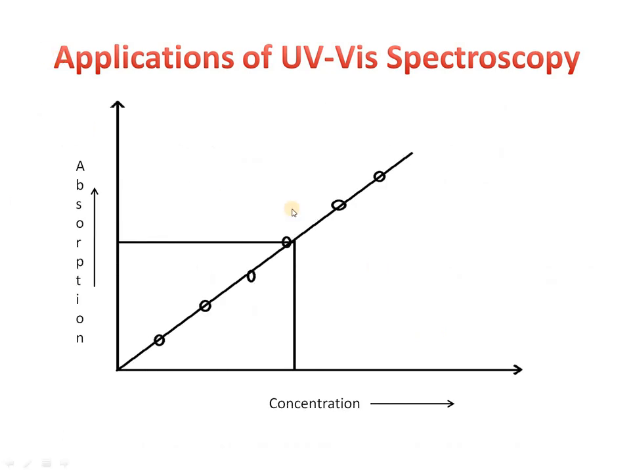So here we will take the standard sample and make solutions of different concentrations of that standard molecule. Then we will check the absorbance of that solution at different concentrations. We will plot a graph, and such a graph will be obtained. Now we will check the absorption of that unknown solution. Suppose the absorption of that unknown solution lies here on the y-axis. We can check the corresponding value of the concentration.